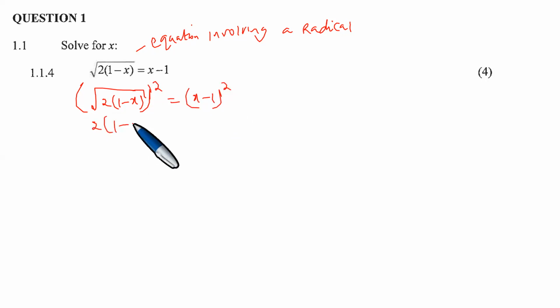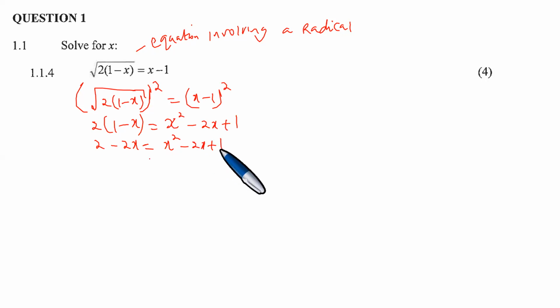We have 2 into 1 minus x. You square this one, it is actually x squared minus 2x plus 1. Right, so we have this one, 2 by 1 is 2, 2 by minus x is minus 2x. X squared minus 2x plus 1. If you transpose the minus 2x, because they have the same sign, it's going to cancel. And then you have 1 minus 2, which is minus 1, and the result is 0.